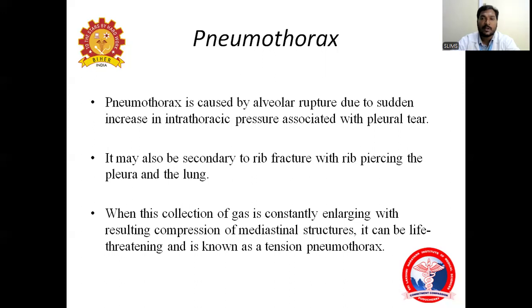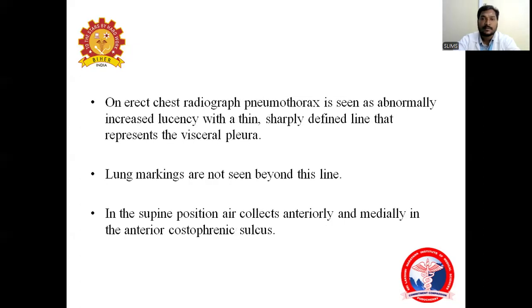In tension pneumothorax, there is a valve-like mechanism, so the air will be collecting only within the pleural space and there is no way for the air to escape from the pleural space, causing a massive increase in tension and ipsilateral compression. So this is a critical condition and has to be diagnosed immediately and treatment has to be done.